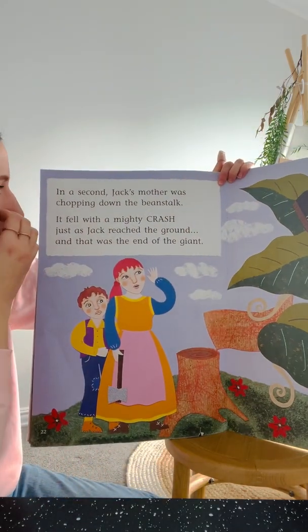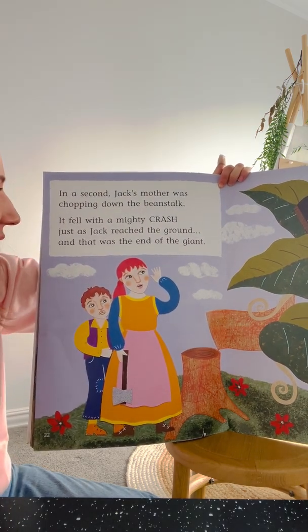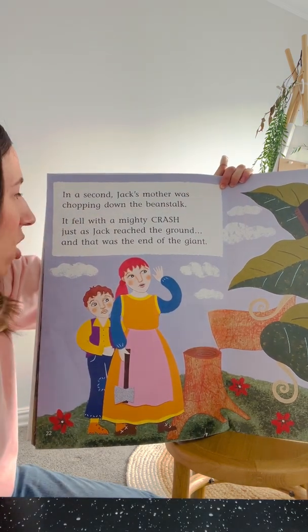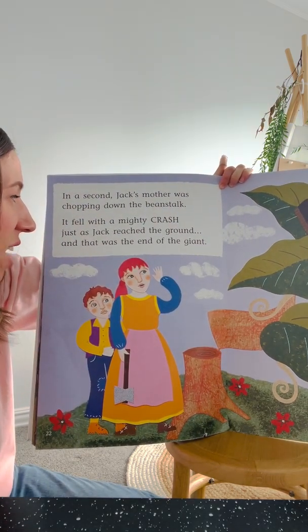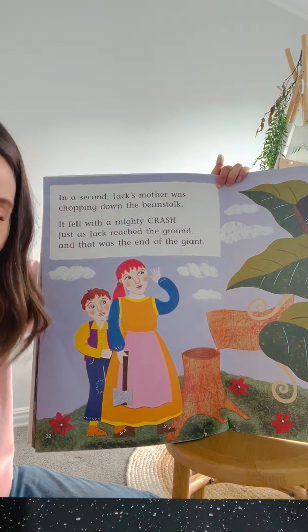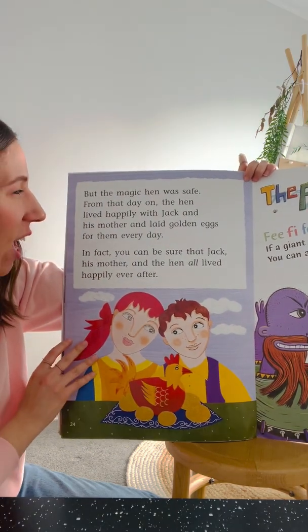In a second, Jack's mother was chopping down the beanstalk, and Jack crept down. It fell with a mighty crash. Boom! As Jack reached the ground, there was the giant at the end trying to get down. But the magic hen was safe.